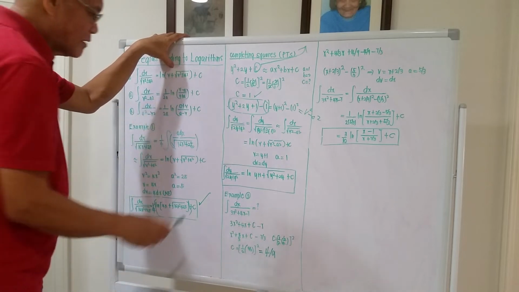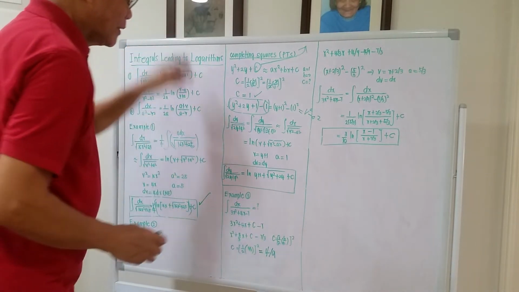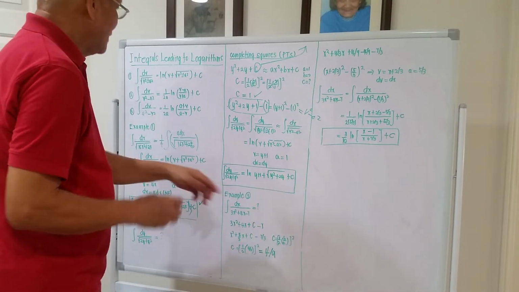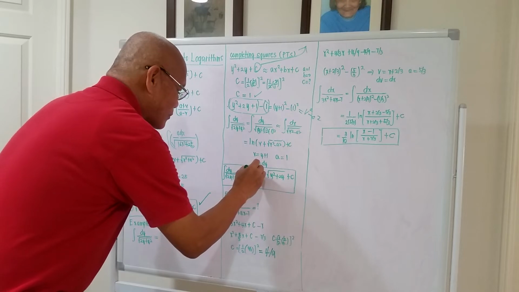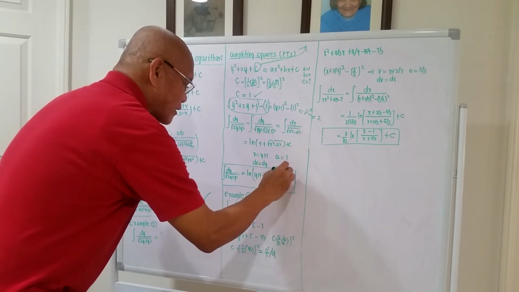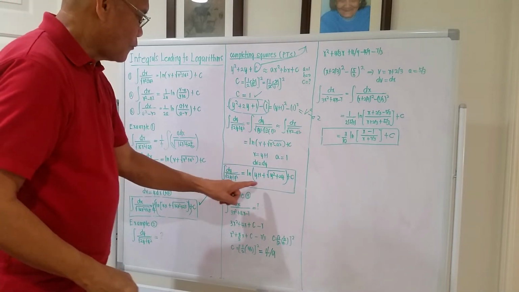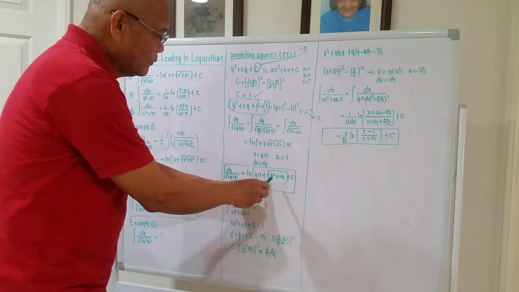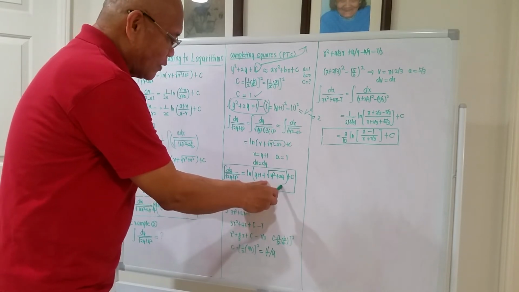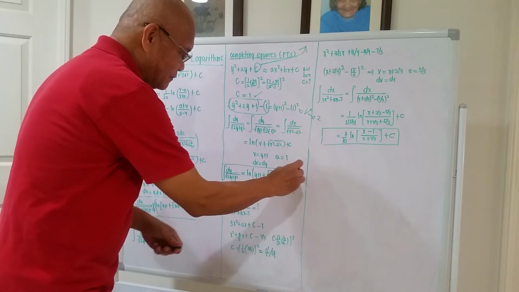So the final answer, the integral of dy over 2y plus y squared, equals the natural logarithm of b. But what is b? y plus 1. Sorry for this one, there should be an open quantity here, closed quantity. Okay? Natural logarithm of y plus 1, which is b, plus the given square root, y squared plus 2y, closed quantity, plus c. That's the final answer.